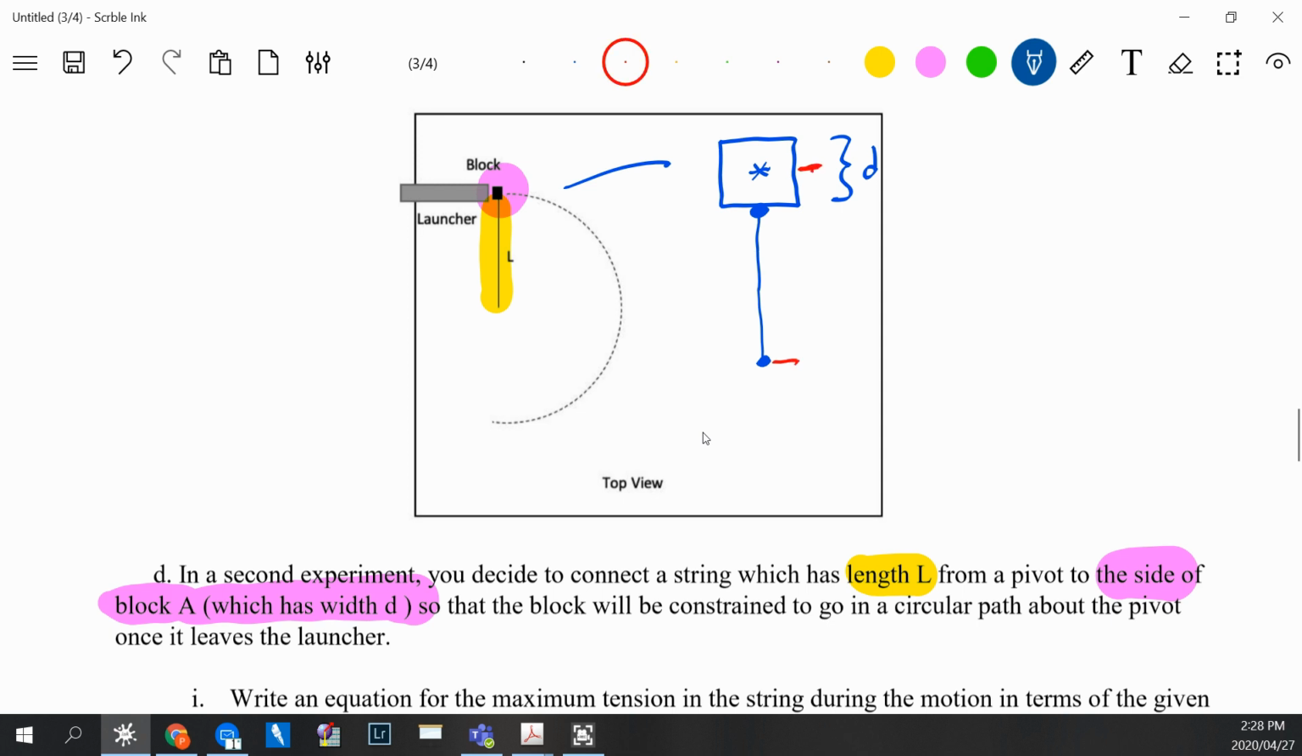The circle would have a radius r, which is the length of the string and a little bit extra. We'd have to add half of that width of the block to get to the center of mass of the block. So I'm just going to write that maybe as length plus 0.5 d. I often prefer to work with decimals over fractions, but that's a preference. Either way would be fine.